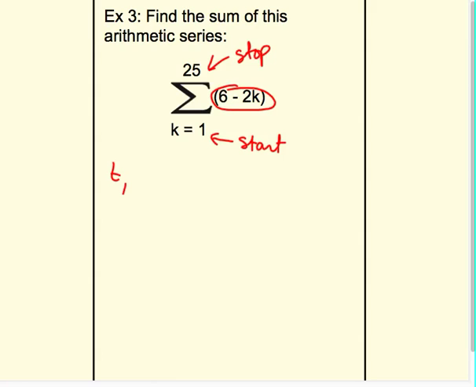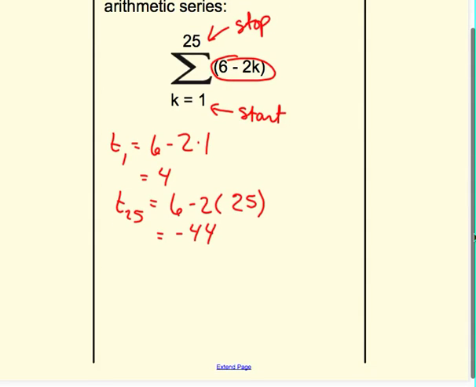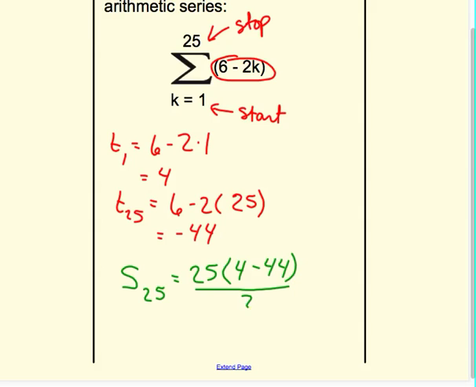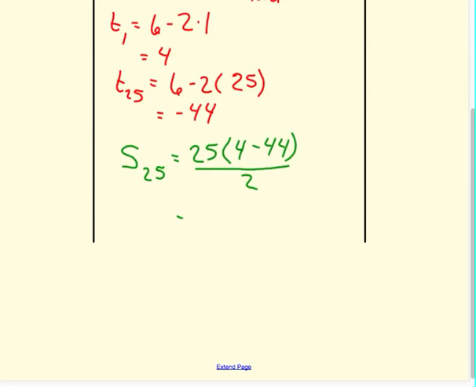So to find our first term, we substitute 1 into our explicit formula. 6 minus 2 is 4. To find our 25th term, that's all we need for our summation series. We substitute 25 in for k, and we get negative 44 for our 25th term. Now with the first and the last term, we can use our series formula. So the sum of the first 25 terms is number of terms times the quantity first term plus the last term, but in this case our last term is negative, all over 2. And when you calculate that, we get a sum of negative 500.